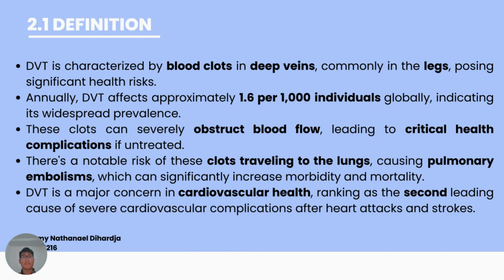Deep vein thrombosis, or DVT, is a significant health condition characterized by blood clots forming in the deep veins, primarily in the legs, though they can also occur in other parts of the body, affecting approximately 1.6 of 1,000 individuals globally each year. DVT poses serious health risks by obstructing the blood flow, potentially leading to venous reflux and severe complications. The anatomic distribution of DVT differs from one patient to another, and the most commonly affected veins are peroneal veins, anterior tibial veins, and posterior tibial veins, which make up to 40% of the cases.